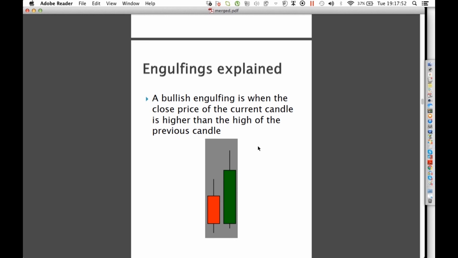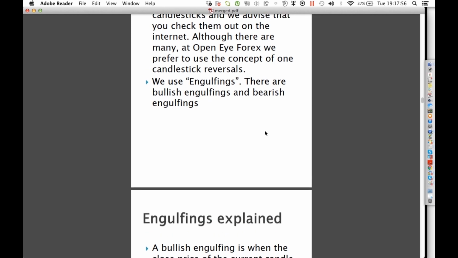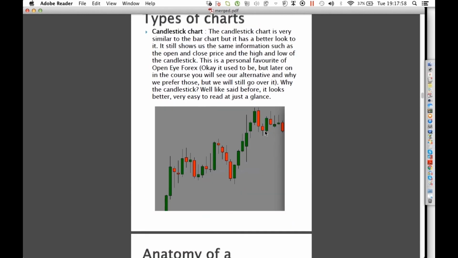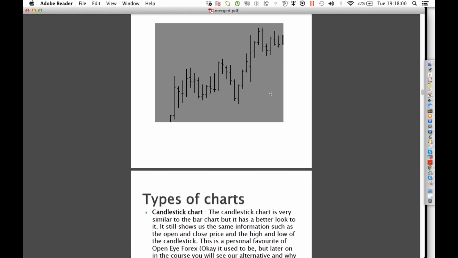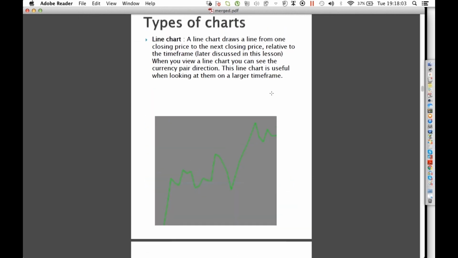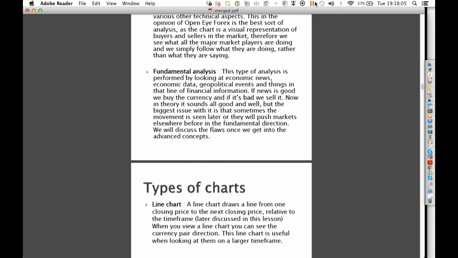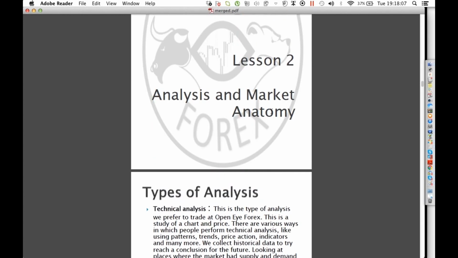I personally use engulfings for any single entry that I'm having. All right. Hope you enjoyed the lesson, and you're one step closer to understanding how to become a profitable trader.